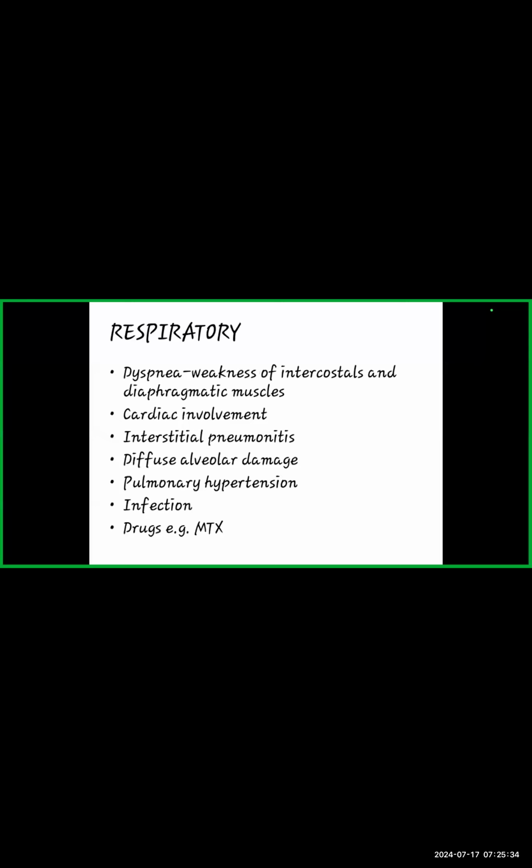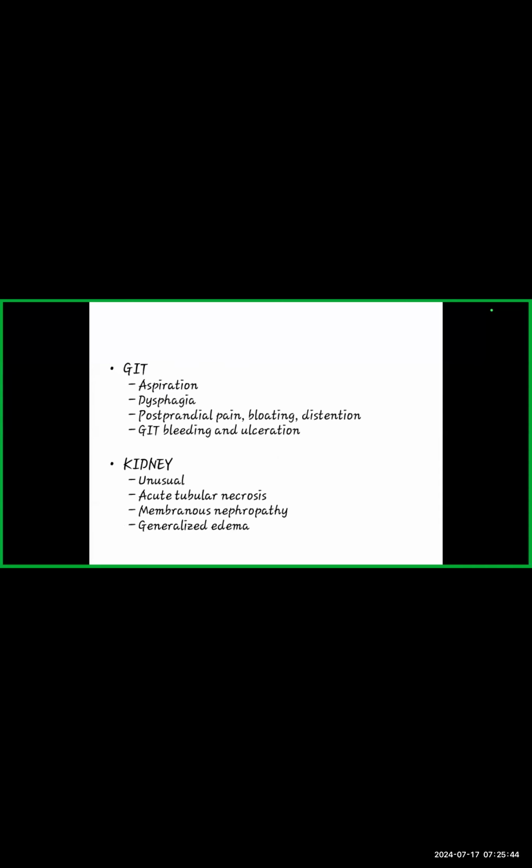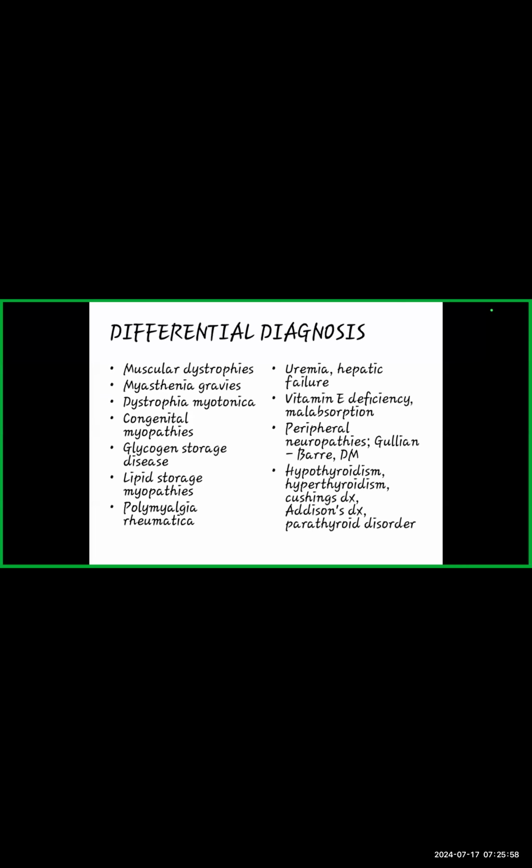You can also have respiratory involvement too. And then the heart can also be involved. Patients can develop some arrhythmias, they can go into failure, pericardial effusion. GIT can also be involved with aspiration as well as difficulty in swallowing. Kidney involvement can also be seen as well. Patients can have acute tubular necrosis as well as glomerulonephritis, especially the membranous type of glomerulonephritis.